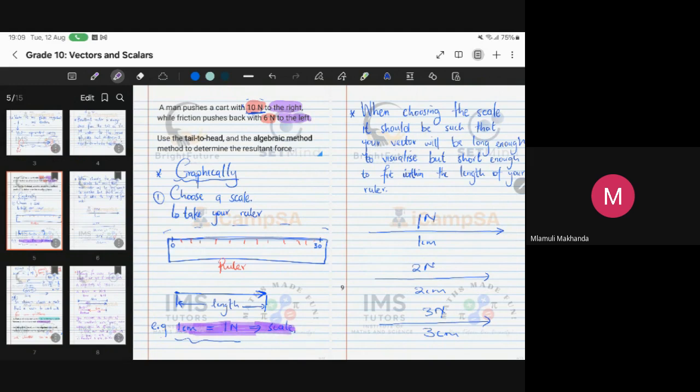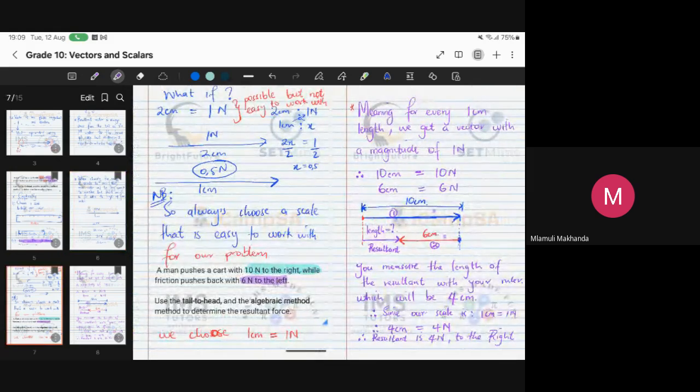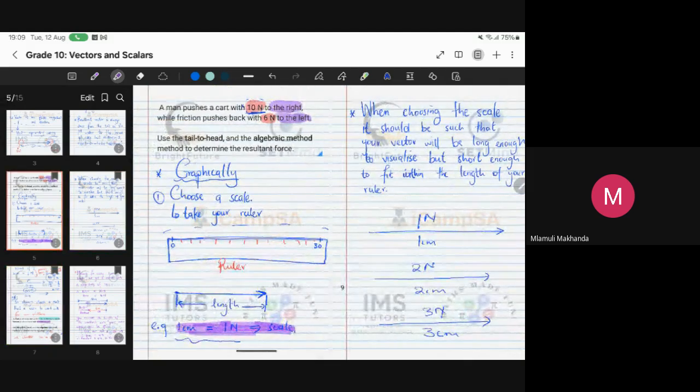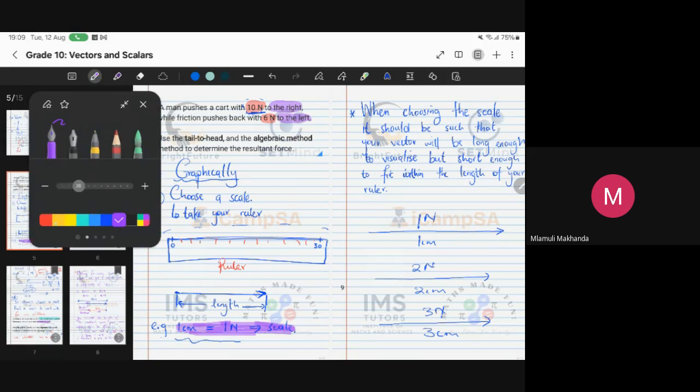And then after choosing a scale, you take your ruler, you draw. In this case, we needed our vector to be 10 newtons. So you draw 10 centimeters. That becomes 10 newtons. Now, once you have that, you draw the other vector as well. The next vector, you always draw it from the head of the first vector or the vector before. Remember that rule.